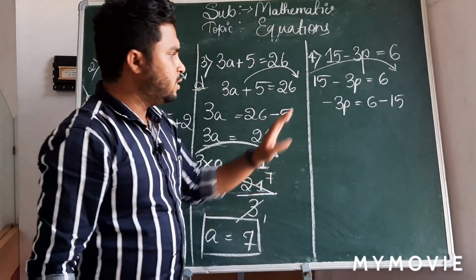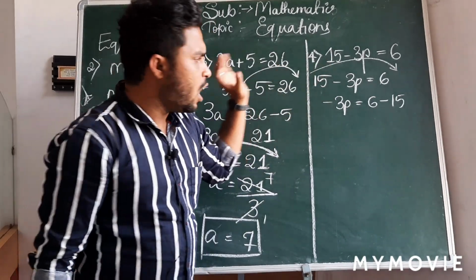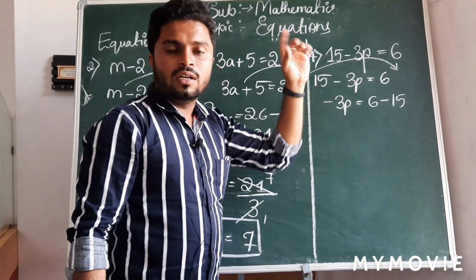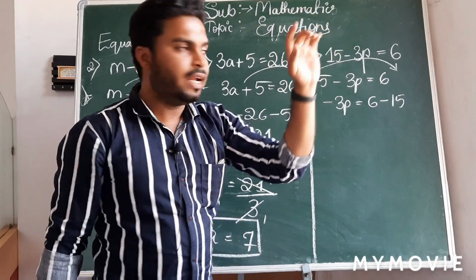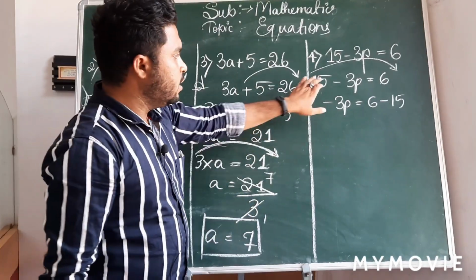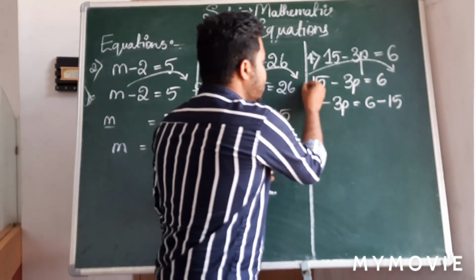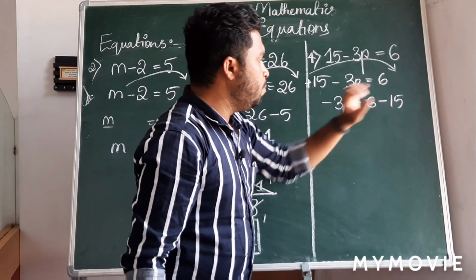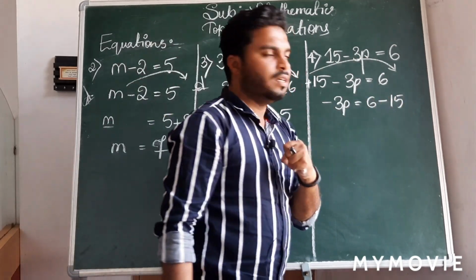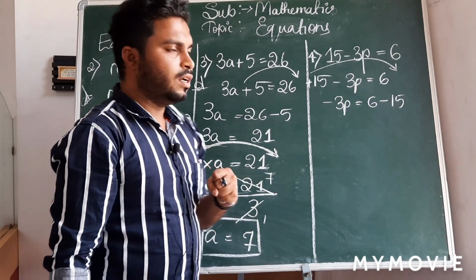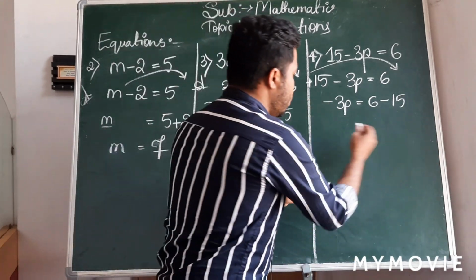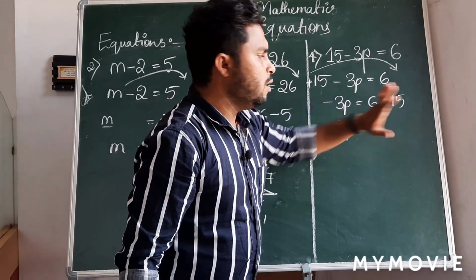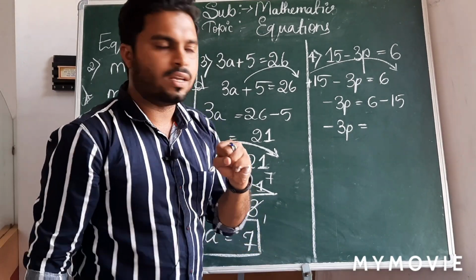You would have asked me, sir, here we don't have anything, how have you taken minus, sir? It means that a number that does not have anything has a plus sign. See, we don't have anything here. It is indicated that it has a plus sign. If this plus sign goes to that side, it becomes what? This becomes minus 15. Done? Yes. Now minus 3p is equal to 6 minus 15, which is what?